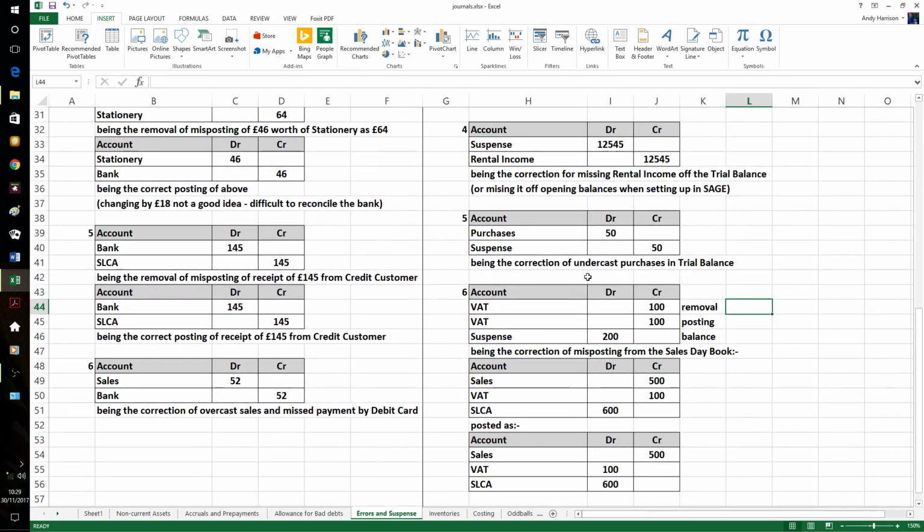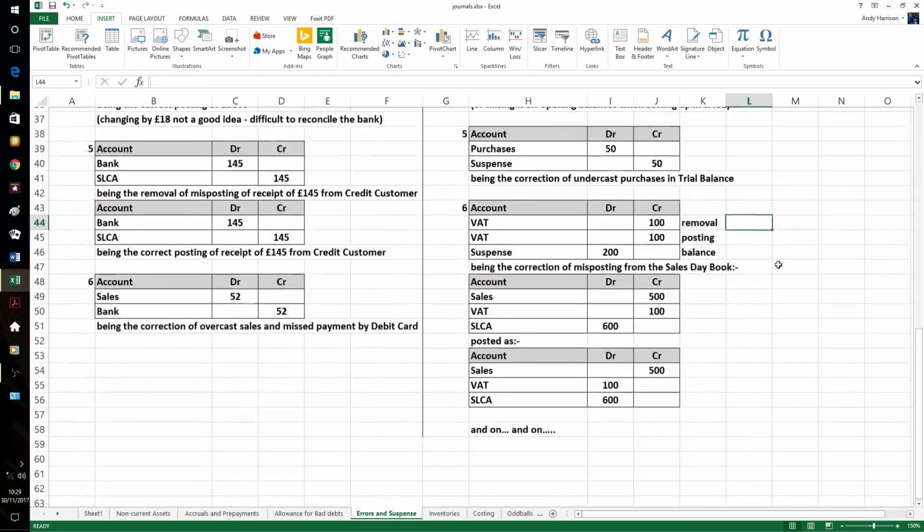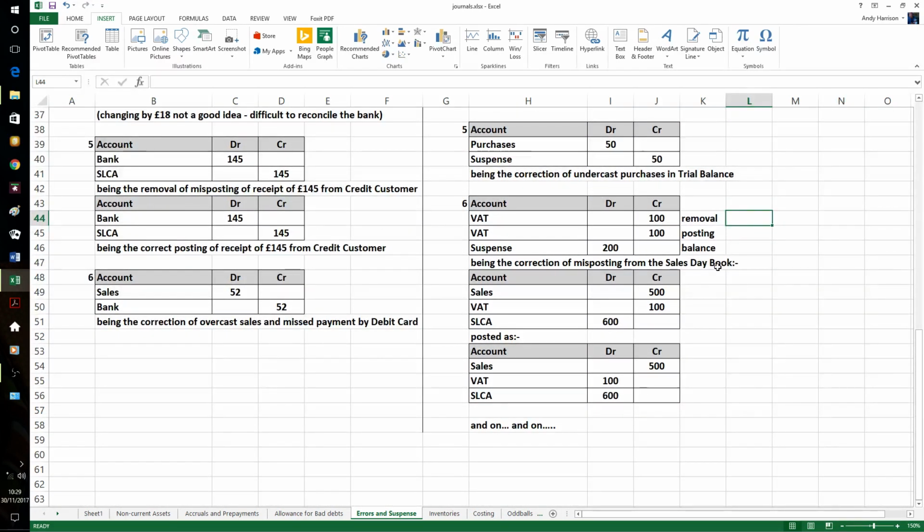This is one where we've undercast something. In this case, we've just undercast purchases. If we'd overcast it, it would be a credit entry, the double entry in the suspense account. And then we've got a misposting from the sales day book. So classic AAT questions.